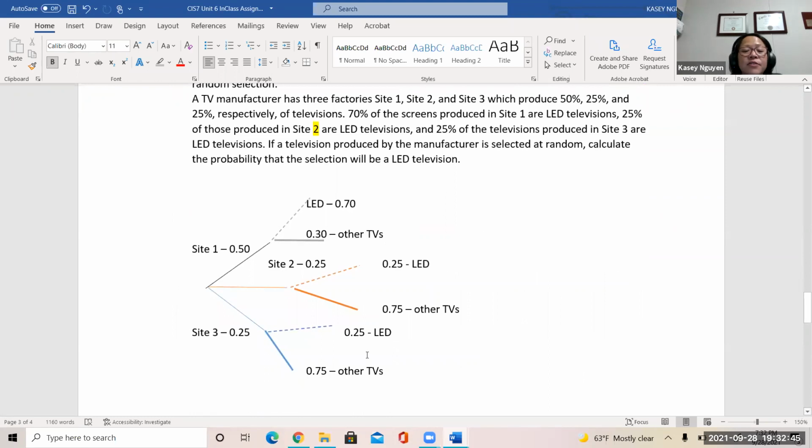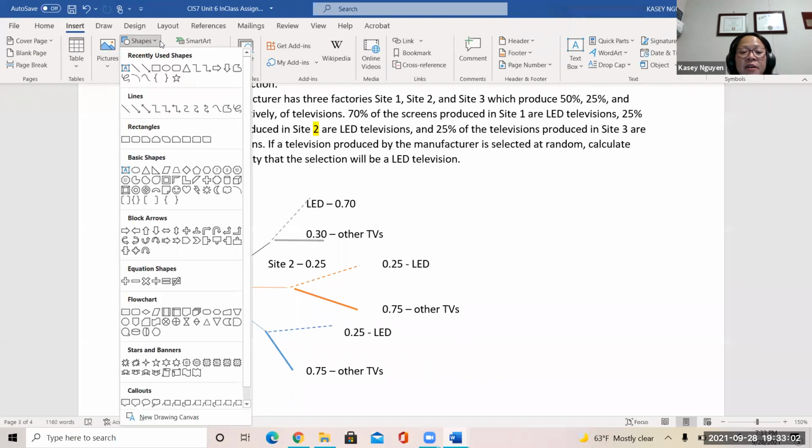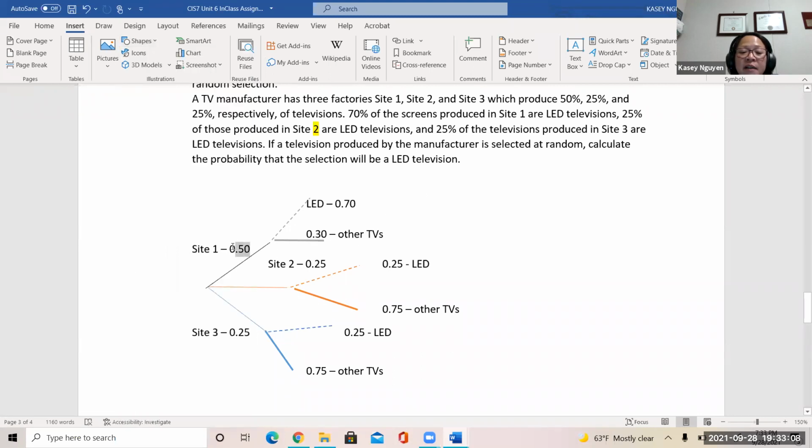So you would start with the first level statistic that it gives you, and you don't have to make it exactly like I have. You can draw the lines, and if you want to use Microsoft Word, you can do insert, shape, and there are your shapes. But what we want is to branch it out. Site 1 produced 50%, site 2 produced 25%, and site 3 produced 25%. So all of these add up to 100% or 1.